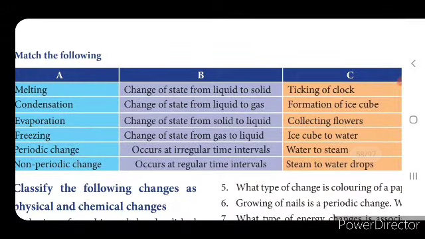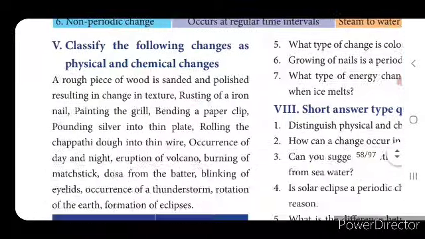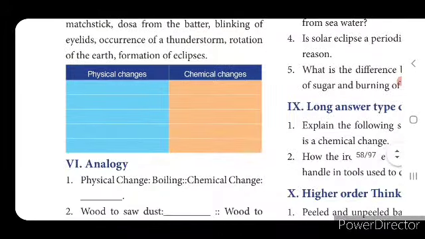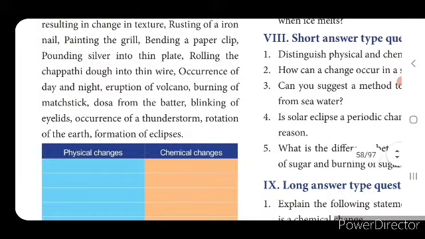So here in the match the following, two types are given. On one side, change of state is given, and on the other side, under C, examples are given. So you have to read it carefully and understand what is meant by physical change and chemical change, then only you can tabulate here. In this table, what are the chemical changes? Only three: rusting of iron nail, eruption of volcano, burning of matchstick. All three are chemical changes. The rest are physical changes.